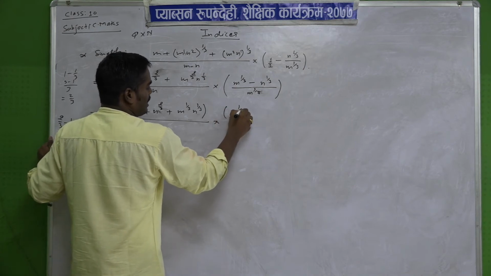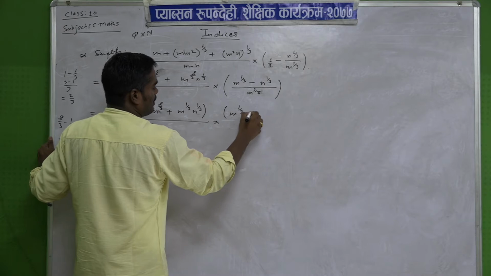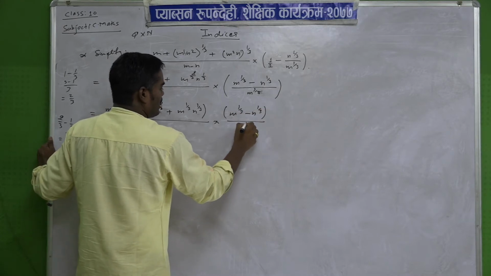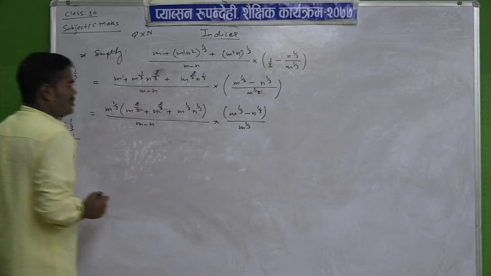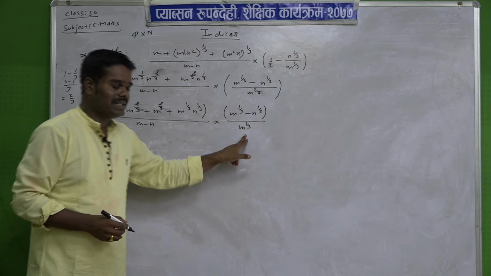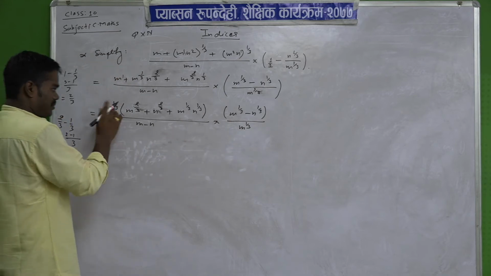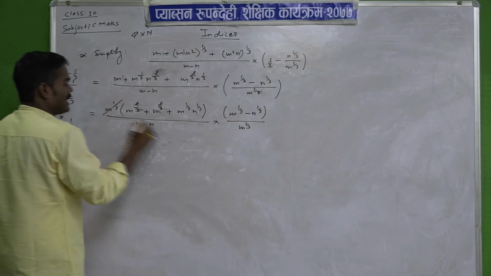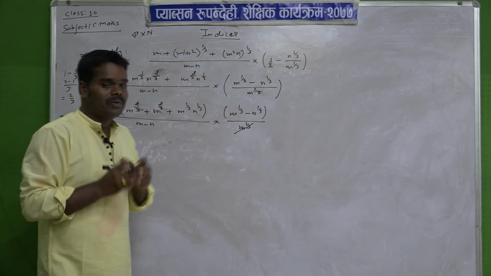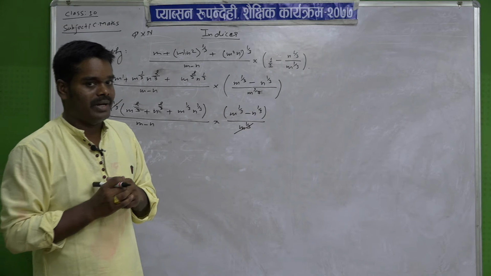like this, m power 1 by 3 minus n power 1 by 3, whole upon m power 1 by 3. So, you are watching m power 1 by 3 and here also m power 1 by 3. So, both are the common factor. So, you can cancel like this. Any confusion? So, be careful, we have to take always lowest power as a common.